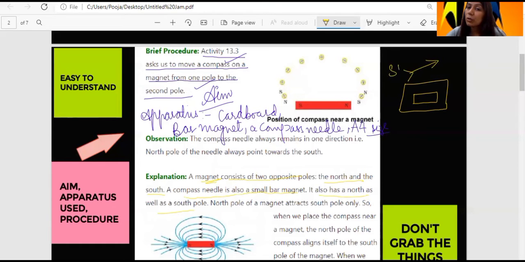This is known as your south pole. This is known as your north pole of that compass needle. The north pole of the magnet attracts the south pole only. So what does the north pole attract? North pole attracts the south pole.